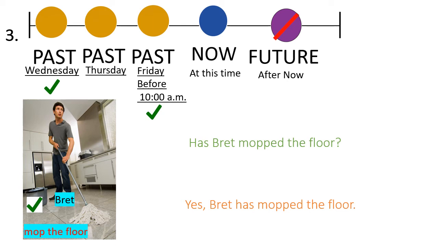Here's another example. So we have a different action, and this time we have one person. And the timeline is also showing us different times in the past until now and now. So we can say, has Brett mopped the floor? So in this question we say has because Brett is one person, he. And we're talking about him. We're not talking to him. Has Brett mopped the floor? We will answer yes because we see a green tick mark. Yes, Brett has mopped the floor.